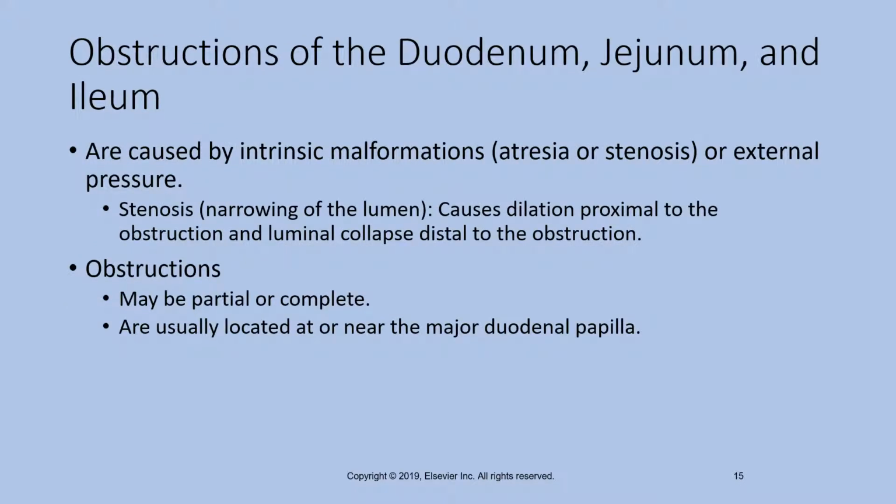Obstruction of the duodenum, jejunum, and ileum is caused by intrinsic malformations, atresia, stenosis, or external pressure. Stenosis, narrowing of the lumen, causes dilatation proximal to the obstruction. Obstruction may be partial or complete.